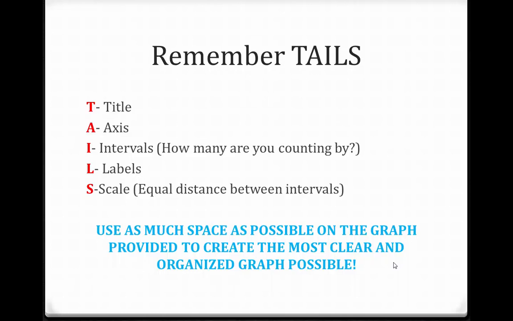With any graph, make sure that you remember the acronym TAILS. For all graphs, you should have a title, have the axes, you should have the intervals, labels, and scales. You should also use up as much space as possible on the graph in order for it to be clear and easy to read.